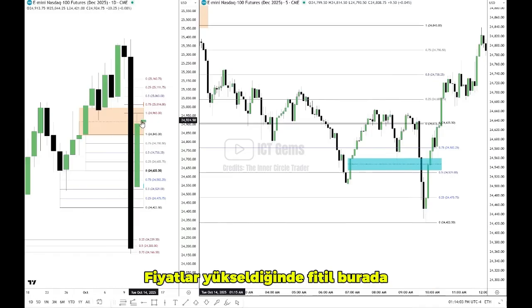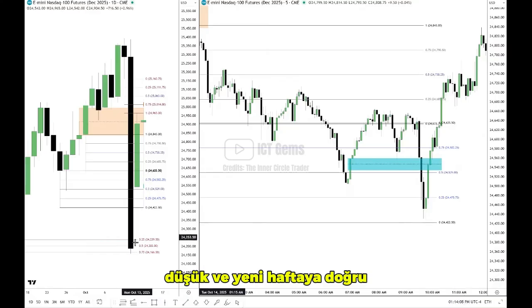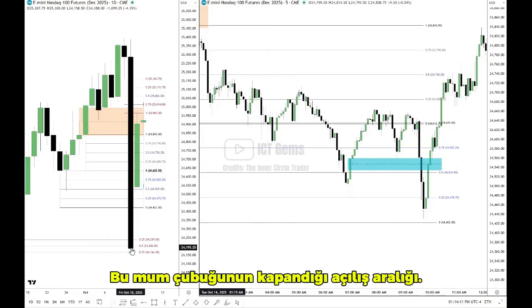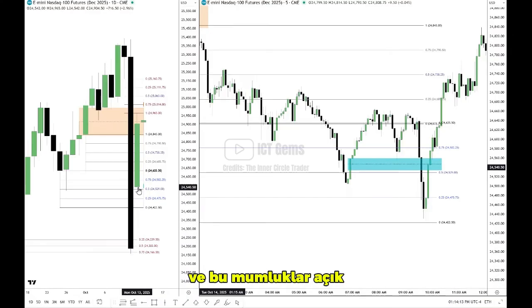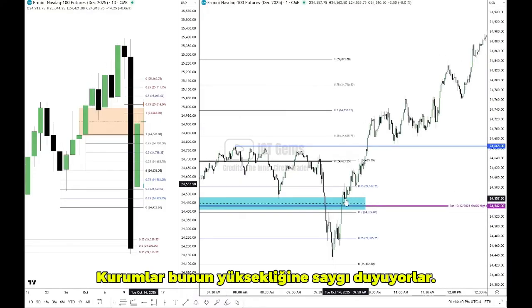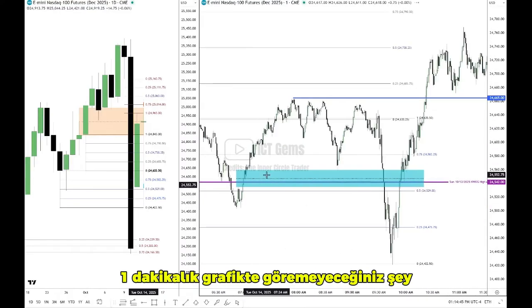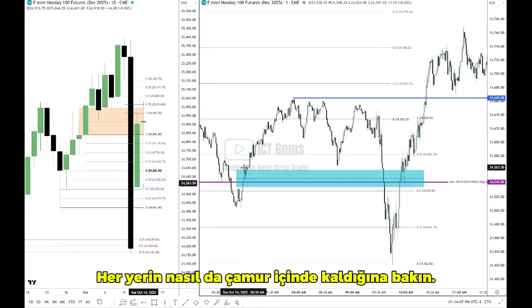When price was up here, it opened and traded down through the previous day's low and into the new week opening gap, which is this candlestick's close and this candlestick's open. Go back to a 1 minute chart. The candlestick bodies are respecting the high of that 5 minute inefficiency that you can't see on the 1 minute chart. See how it's all muddied up?